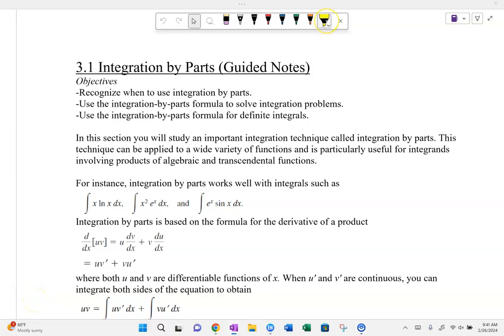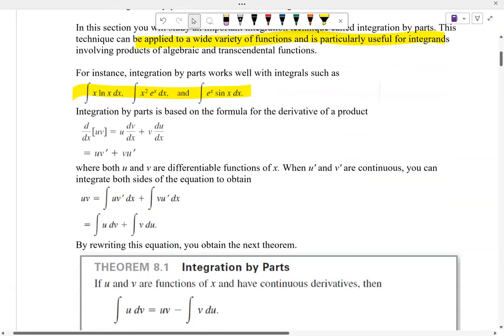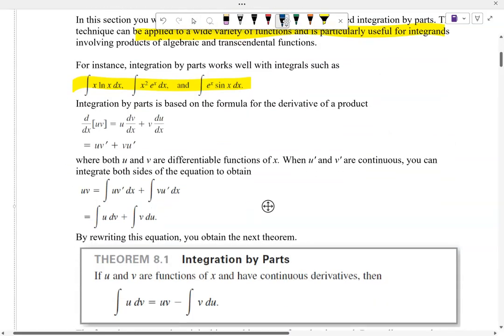We're going to look at integration by parts today. This is just another integration technique, and it can be applied to a wide variety of functions, particularly these types that we could not do before. So a little bit of development, so you don't think that this kind of came out of nowhere.